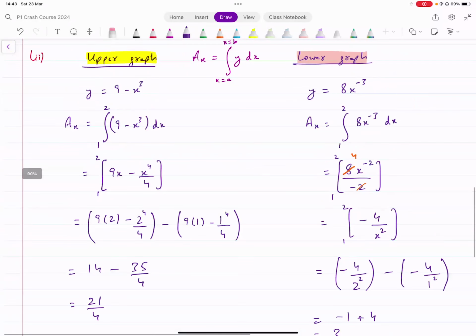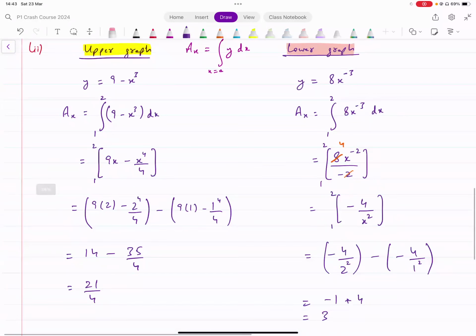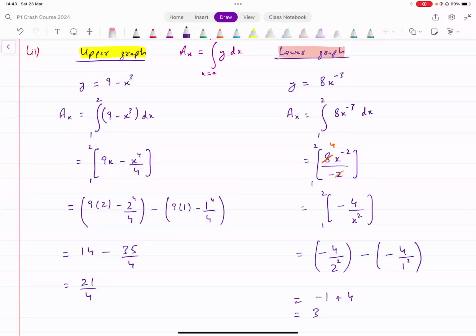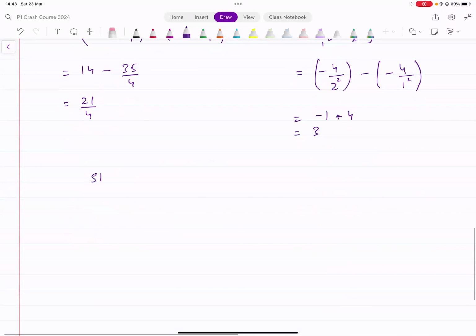So the area under the upper graph is 21 over 4, area under the lower graph is 3. The shaded area is just going to be the difference between these two values. That's 21 over 4 minus 3, and that's going to give you 9 over 4 or 2.25. That's the area of the shaded region that we were looking for.